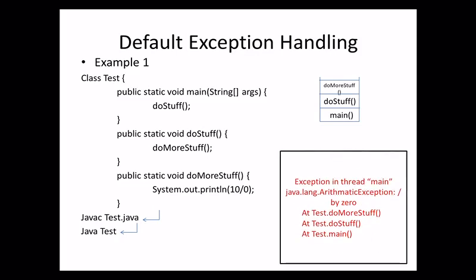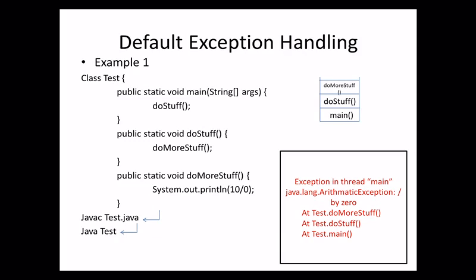Okay, exception. That exception is, as I told you, exception in thread main. So in this program we are having only one thread, that is main. Then the name of that exception is java.lang.ArithmeticException, colon, divide by 0. Now here, first of all, that divide by 0 occurred at doMoreStuff.